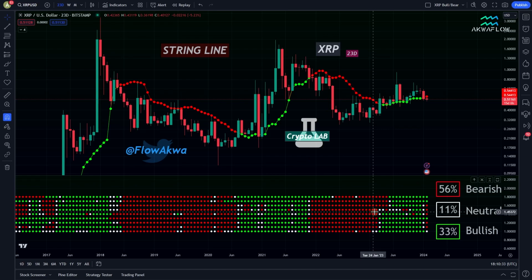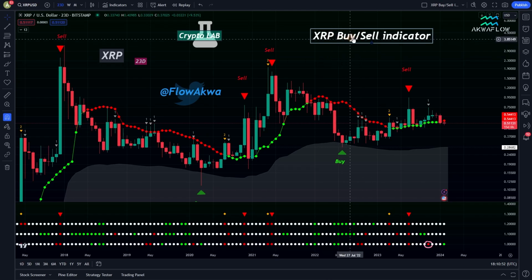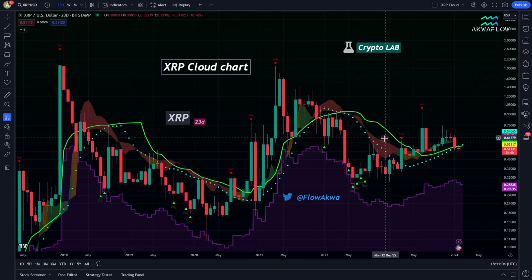Also, if you have access to the bull bear index, then you saw that right now we are in a pretty bearish position, but I will explain everything. Then we have the XRP buy sell indicator. I will share a quick update. And the last chart of the day will be the cloud chart.